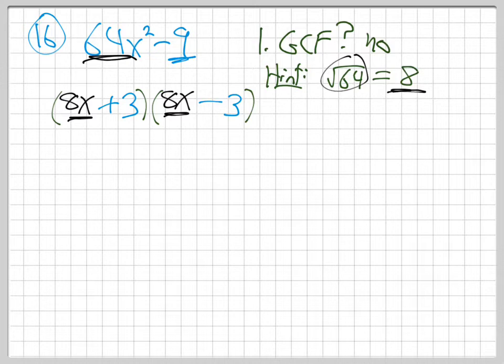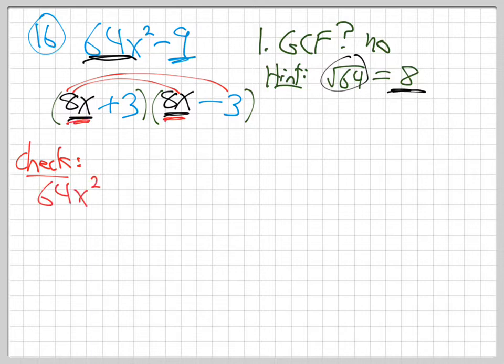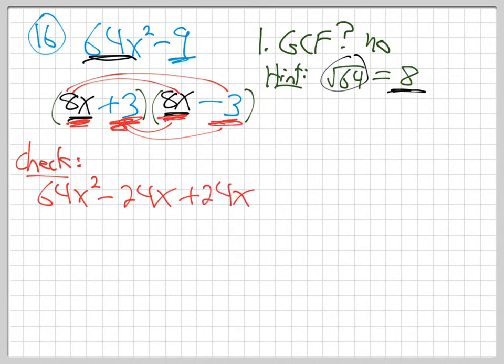So let's check it to make sure it's good. The first goes to both: 8x times 8x is 64x squared, 8x times minus 3 is minus 24x. And now this guy goes to both: positive 3 times 8x is plus 24x, and positive 3 times minus 3 is minus 9.